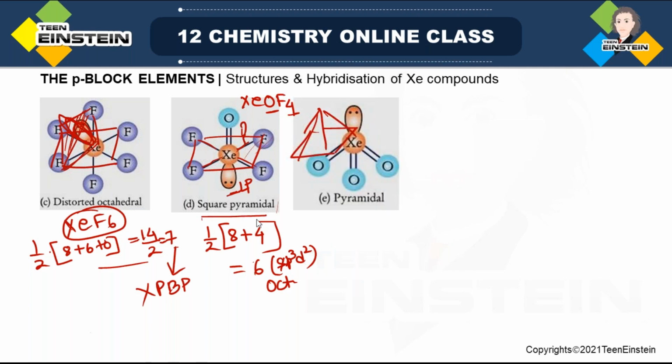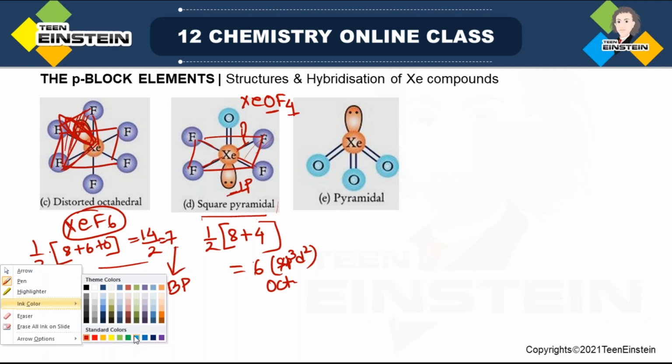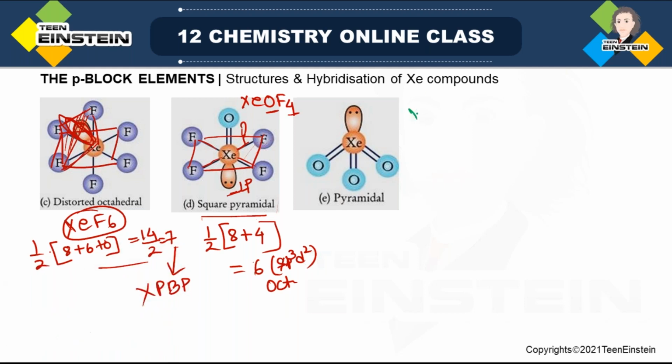And the next one is xenon oxide, XeO3. For XeO3, half, then 8, there are no monovalent atoms and no charge. So you will be getting 4. 4 means sp3, and sp3 means tetrahedral geometry.